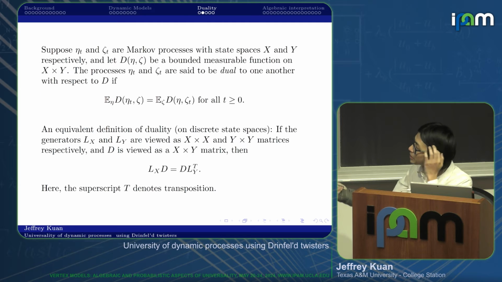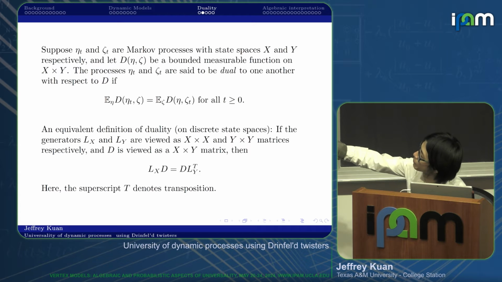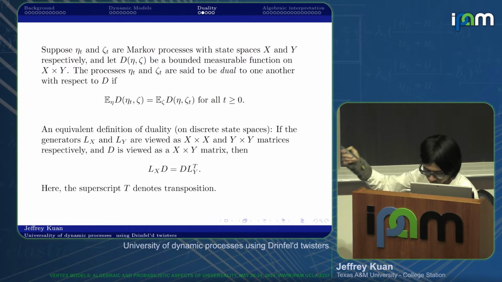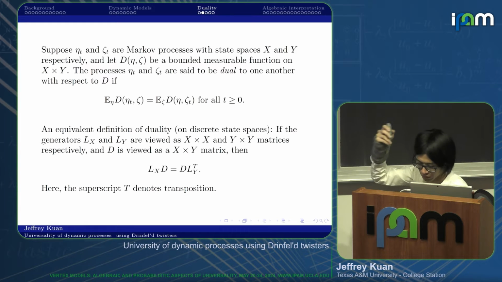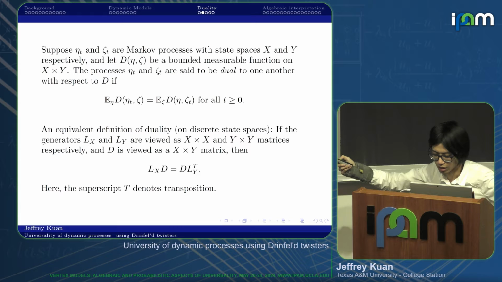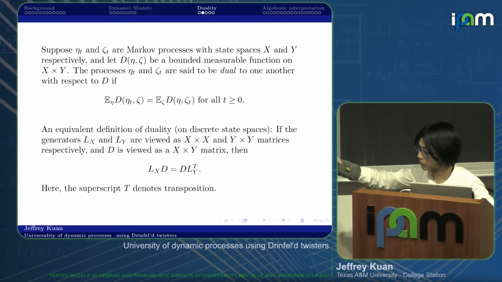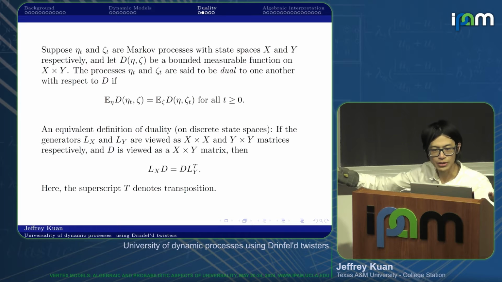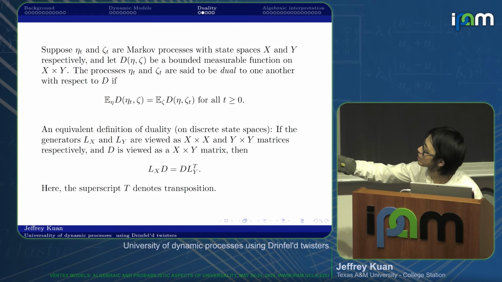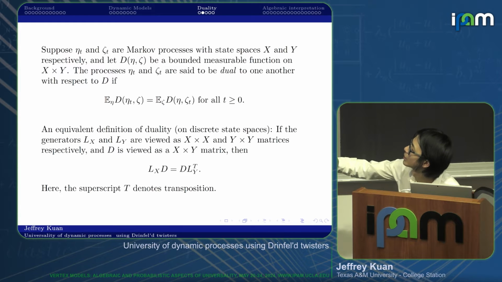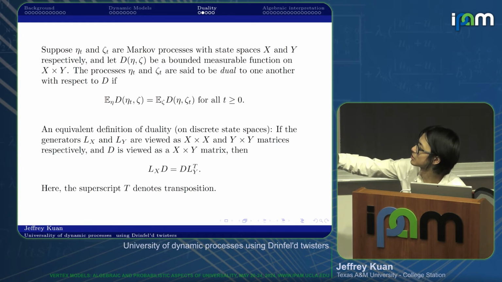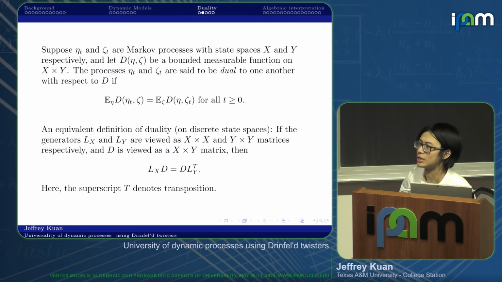And here's the definition of duality. You have two different Markov processes, x and y, and you have a duality function. The function matters in the definition. The two processes are dual with respect to the function if this identity holds. On the left-hand side, you take D of eta, zeta, fix the eta initial conditions, and let eta evolve in t. On the right-hand side, you fix zeta initial conditions and let zeta evolve in t. Duality says that both sides agree for all values of time.